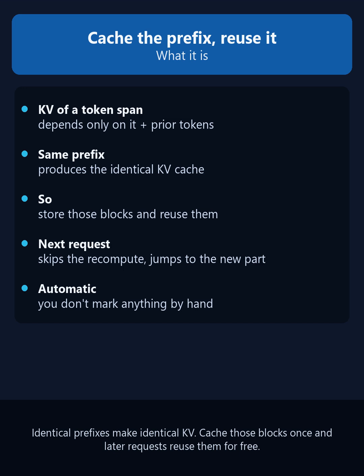Here is the idea. The key value cache for a run of tokens depends only on those tokens and everything before them. So if two requests share a prefix, they produce the identical cache for that prefix. Automatic prefix caching keeps those computed blocks in memory and reuses them. The next request, that starts with the same system prompt, skips the recompute entirely and jumps straight to the new part. Automatic means you do not mark anything by hand.